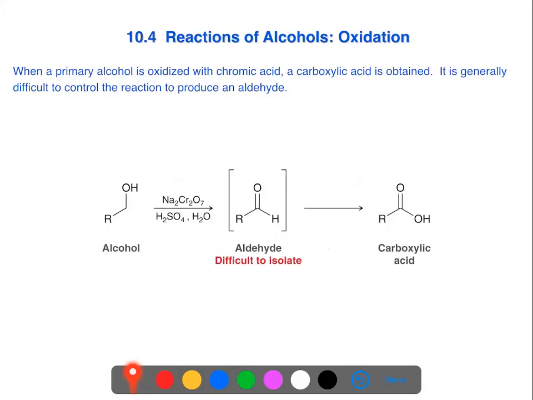Now, when a primary alcohol is oxidized with chromic acid, what we obtain is the carboxylic acid. It's very difficult to isolate the aldehyde under these reaction conditions. In the presence of chromic acid, it will react very efficiently with the aldehyde to give us the carboxylic acid. And so it's difficult to isolate the aldehyde. So as a result, when we react a primary alcohol under these conditions, the product will be a carboxylic acid.